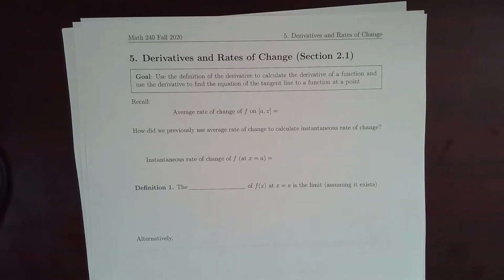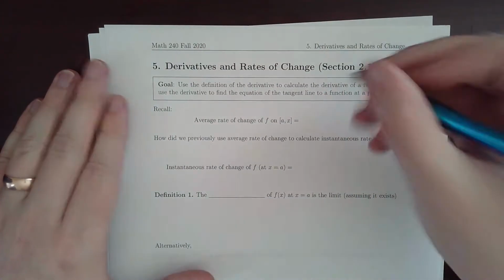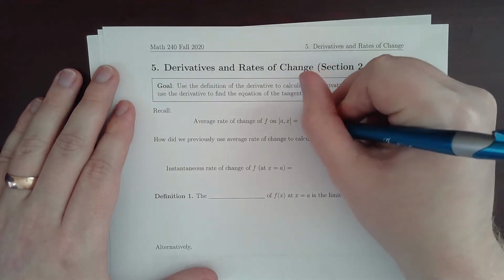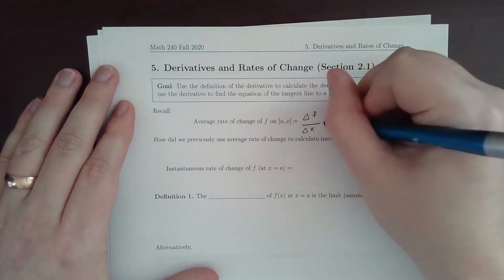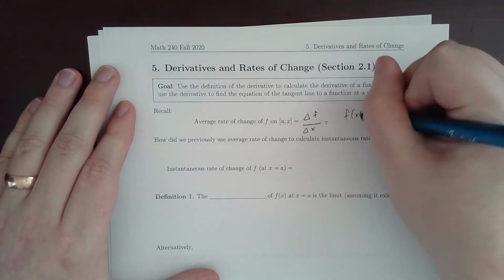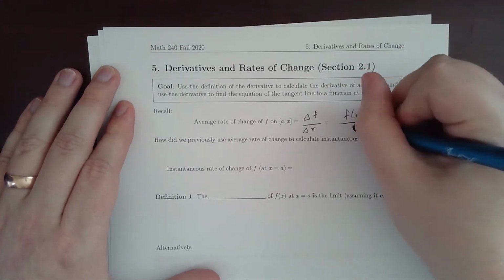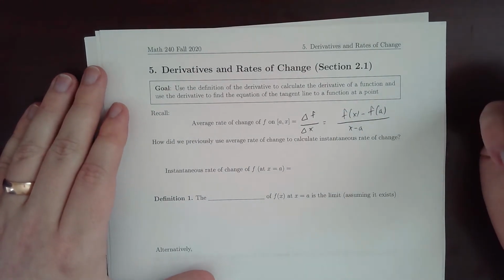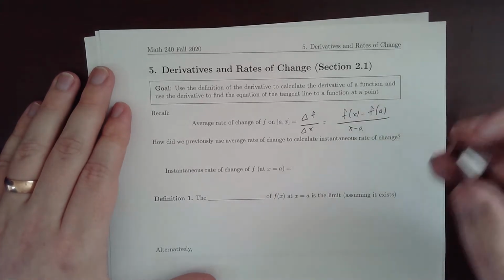Recall that before looking at limits, we started looking at the idea of the average rate of change of a function on some interval a to x. So remember that this was just the change in the function value divided by the change in whatever the x value was. And so we would find f of x minus f of a and divide it by x minus a.